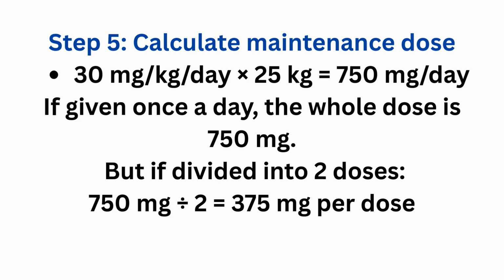Step 5. Calculate maintenance dose. After the first 3 days, the child is to be placed on a maintenance dose of 30 mg per kilogram per day. We begin by multiplying the dose by the child's weight. 30 mg times 25 kg equals 750 mg per day. If the full dose is given once daily, the child would receive 750 mg at once. However, if the dose is to be divided into 2, we divide by 2. 750 divided by 2 equals 375 mg per dose. So, the maintenance dose would be 375 mg, given twice a day.